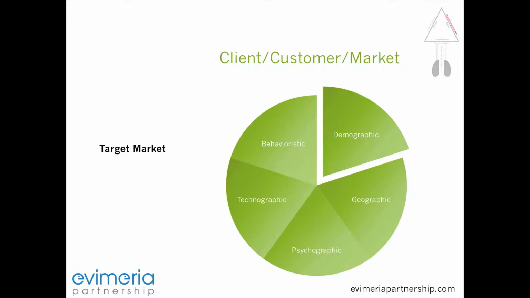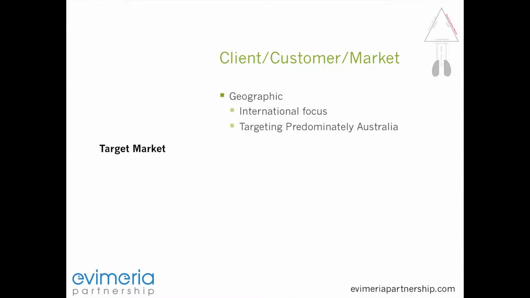So our market segments, as we're looking at them for targeting our market, geographically, as we said in the business strategy video, we are focusing on the international market. However, our key messages and targeting, at least from the beginning, is predominantly targeting only Australia. Obviously, the messages will be available internationally because we're dealing with the web, but some of our offline activities will be targeting predominantly Australia.